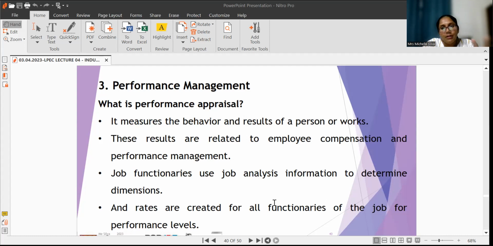So what is the role of industrial psychology in performance management? Please understand, my dear students. Industrial psychologists are the people who decide the performance criteria in the performance appraisal process.